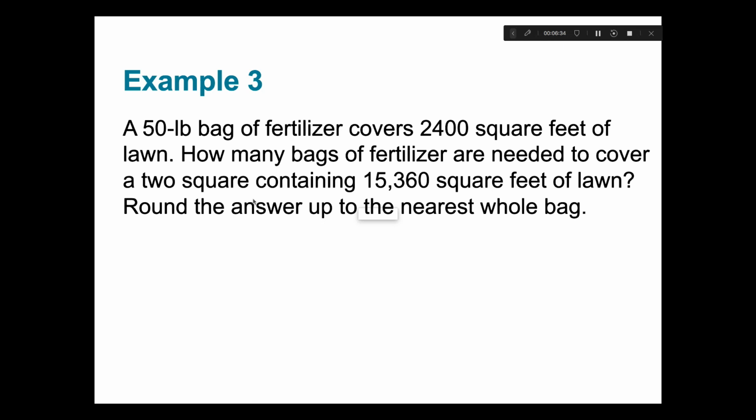So I put 50 pounds over 2,400. And then I put a number I don't know, right? I don't know how many pounds it's going to take me for 15,360.